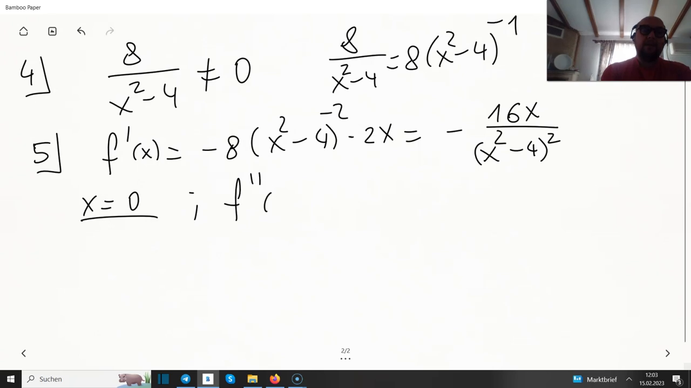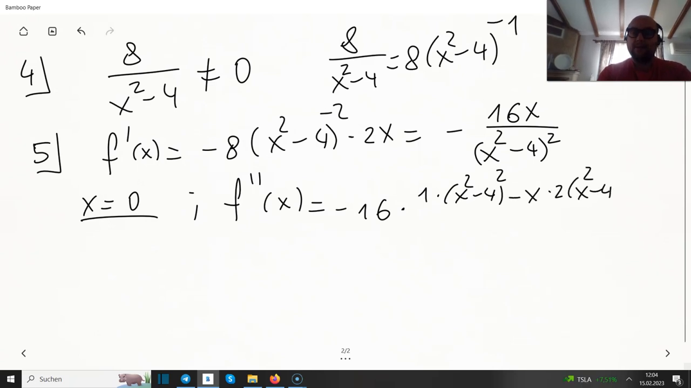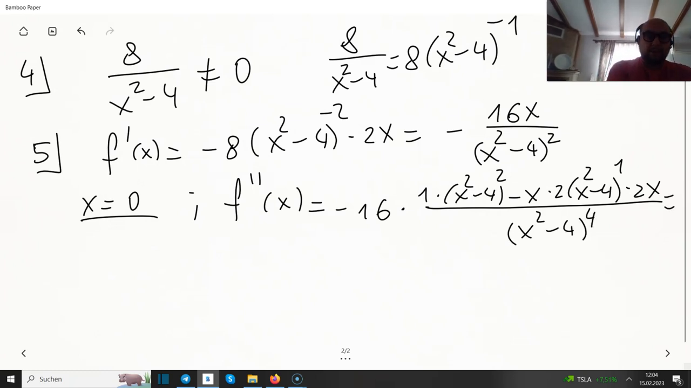And what about the second derivative? Well, for these reasons, now we're going to do the quotient rule. So I'm keeping minus 16 outside of the business. We're having 1 times x squared minus 4 squared, and then minus x times 2 times x squared minus 4 to the power of 1 times 2x divided over x squared minus 4 to the power of 4. So what's happening here? We're having minus 16. I'm taking x squared minus 4 outside of the parentheses.